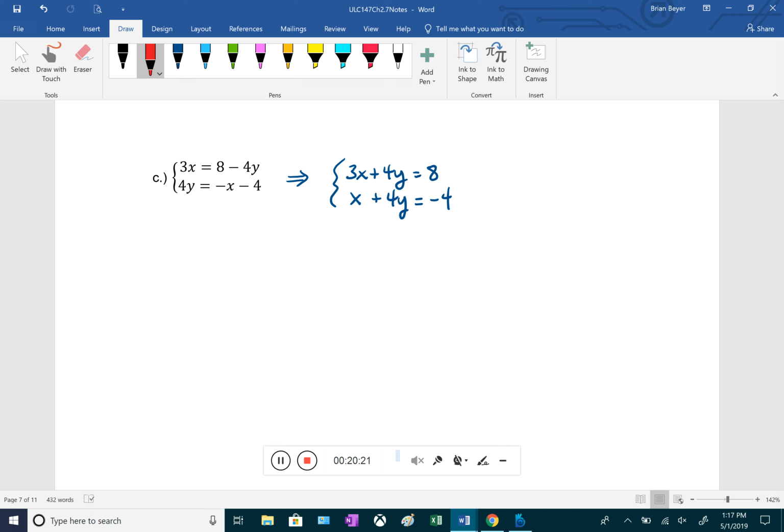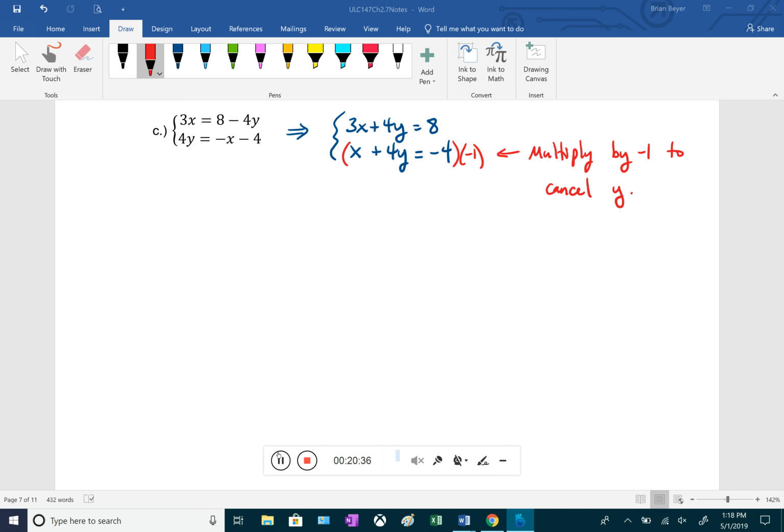And let's get the y's to cancel here, because if we get the y's to cancel, all we have to do is multiply one of the equations by negative 1. So I'm just going to multiply this equation by negative 1. And that will give us y variables that will cancel after we add them now. So let's just rewrite this first one. So it's 3x plus 4y equals 8. We didn't change that one. Next one, we multiply everything by negative 1. That gives us negative x minus 4y equals positive 4.